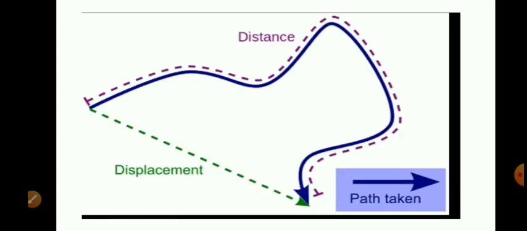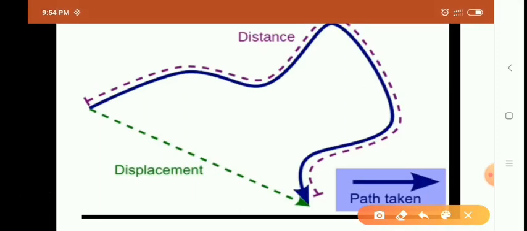You can see a graphical representation on your screen. Here, the blue line indicates the distance of the object and the green line indicates the displacement of the object. Let me decide this is point A and this is point B. When we start moving from point A to B, we have two ways.